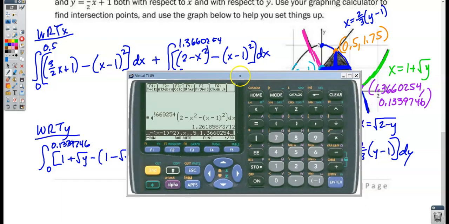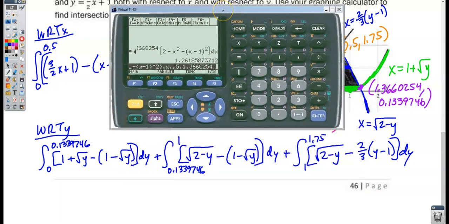And now, through the magic of video, I'm going to instantaneously type in all of the curves for y. All right, and now that I have all of that typed in, I'm going to go ahead and hit enter. And see what happens. And lo and behold, we get the exact same area that we did with respect to x. All right, so we can do any of these problems in both ways.